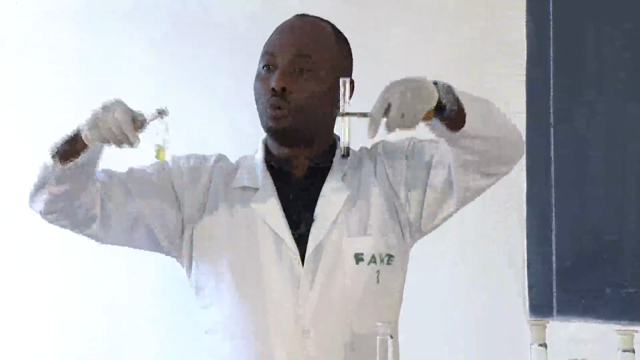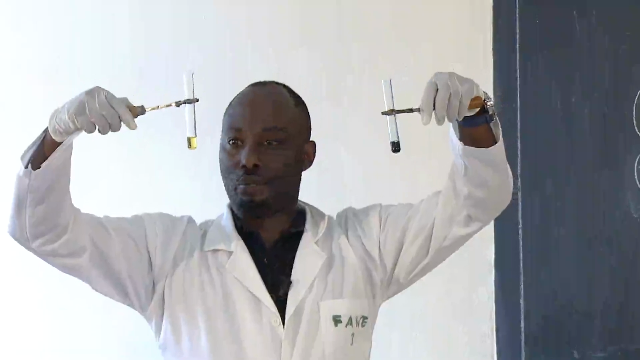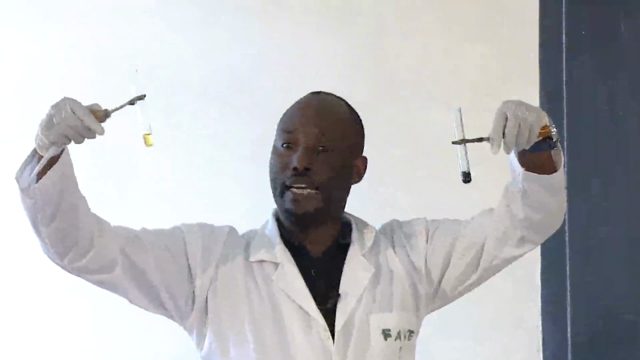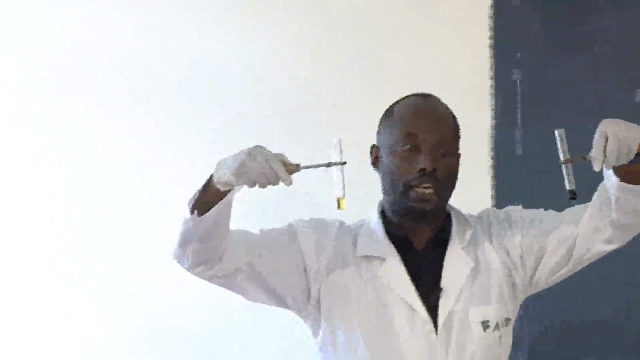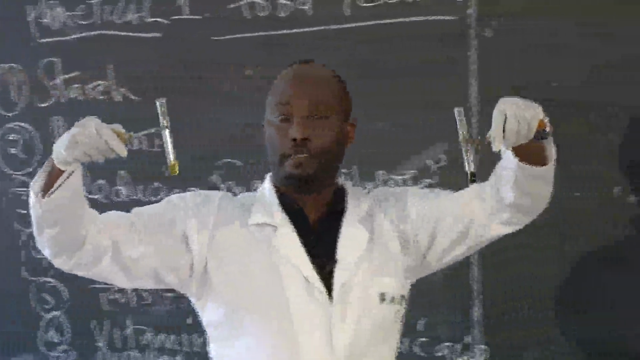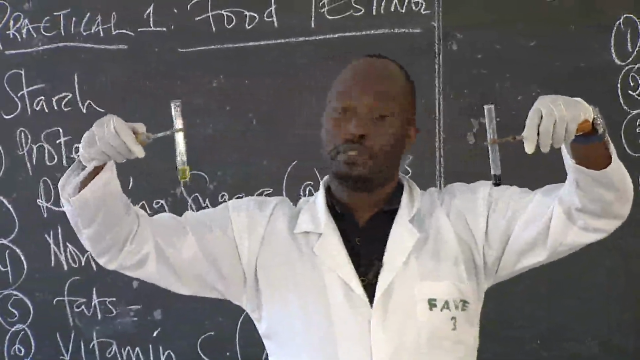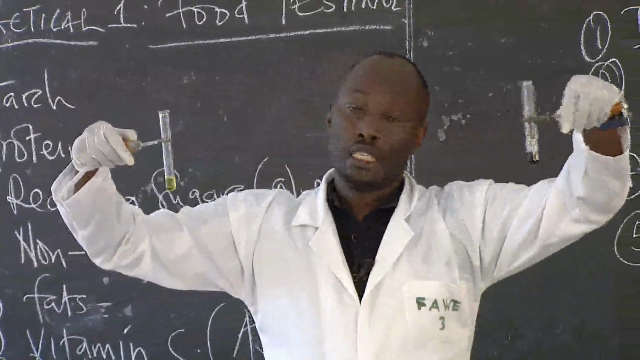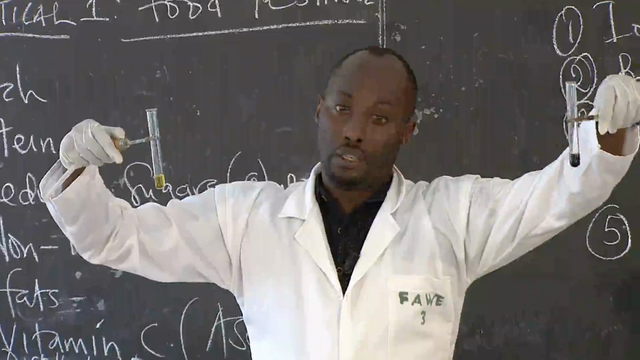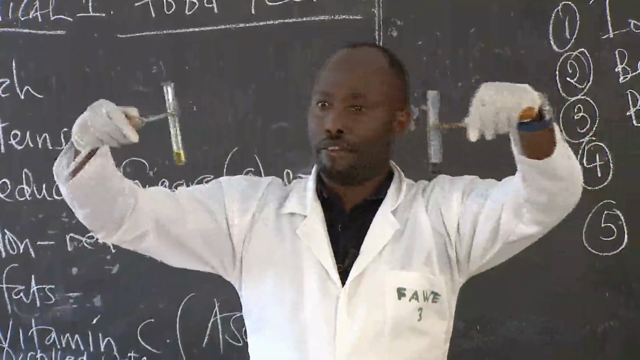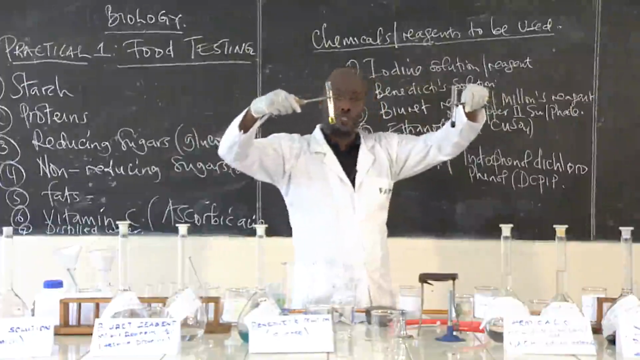You try to observe the 2 test tubes. As you can see, I have 2 test tubes. I have a test tube on the right-hand side and another on the left-hand side. In one I put water, and in the other I put starch. Student, from these, you can make your observation.